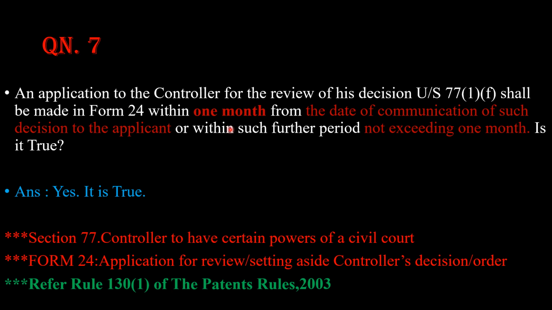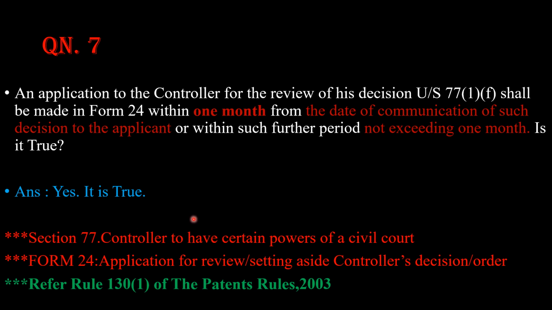Now when we read this statement again, it will be more clear to us. So what does it say? An application to the controller for the review of his decision under section 77 subsection 1 clause F shall be made in form 24 within 1 month from the date of communication of such decision to the applicant or within such period not exceeding 1 month. Is it true? Yes. The answer is true.